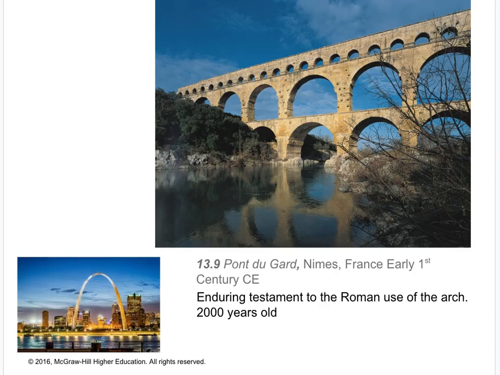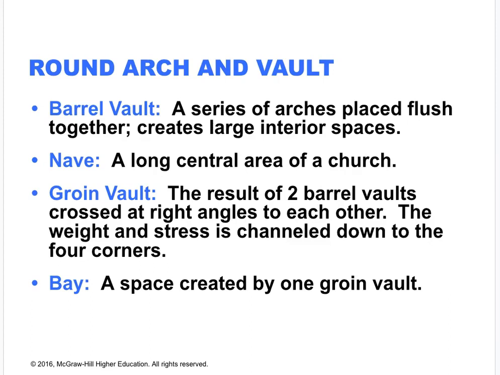So these are examples of the Roman arch. And then when you talk about a vault, we have a barrel vault, and then we have what it creates, a nave. We have a groin vault, and then we have a bay. So let's look at what these are talking about, examples of these.